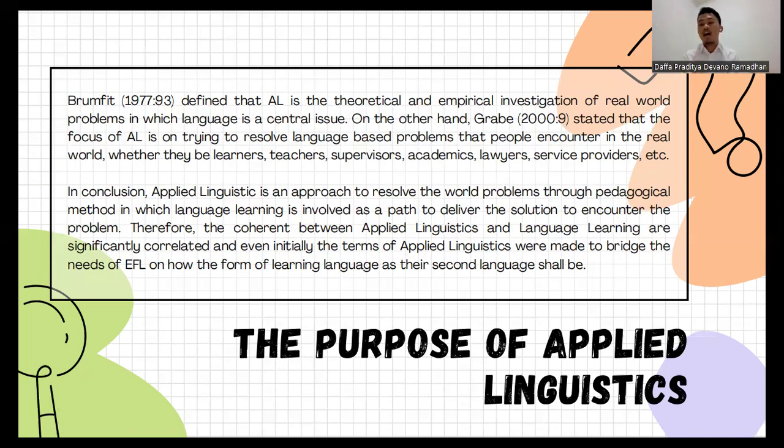So, in conclusion, applied linguistics is an approach to resolve the world's problems through a pedagogical method in which language learning is involved as a path to deliver solutions to the problem. Therefore, applied linguistics and language learning are significantly correlated to each other, and even initially, the term applied linguistics was made to bridge the needs of English foreign learners on what the form of learning language as their second language shall be.